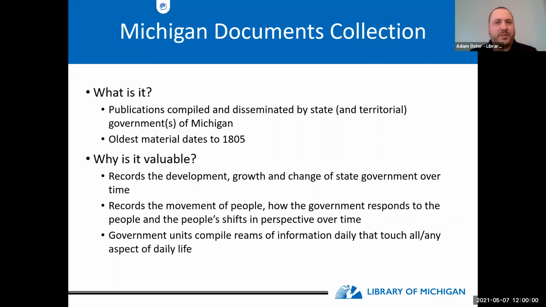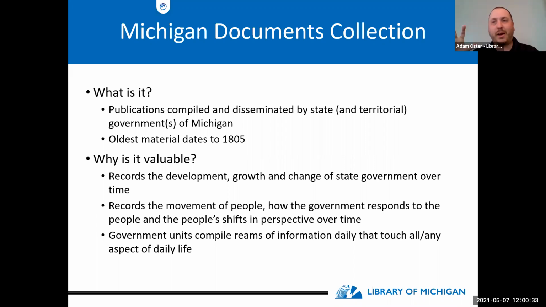Going a little more into the Michigan Documents Collection, these are publications compiled and disseminated by state and territorial governments of Michigan. The oldest material dates back to 1805. It's valuable because it records the development, growth, and change of state government over time. It records the movement of people and how the government responds to people and their shifts in perspective over time. Government units compile reams of information daily that touch on any and all aspects of life.